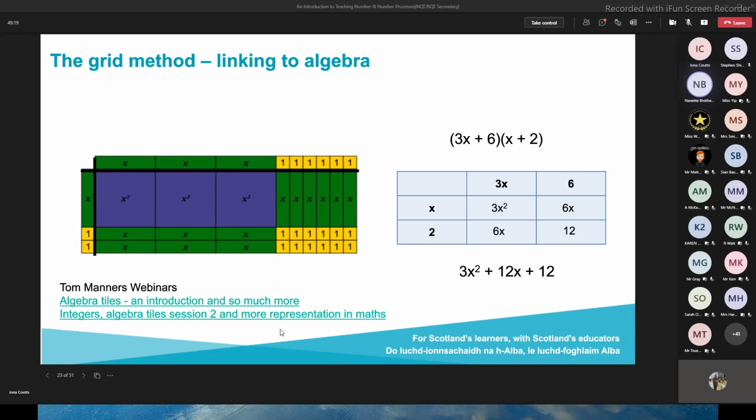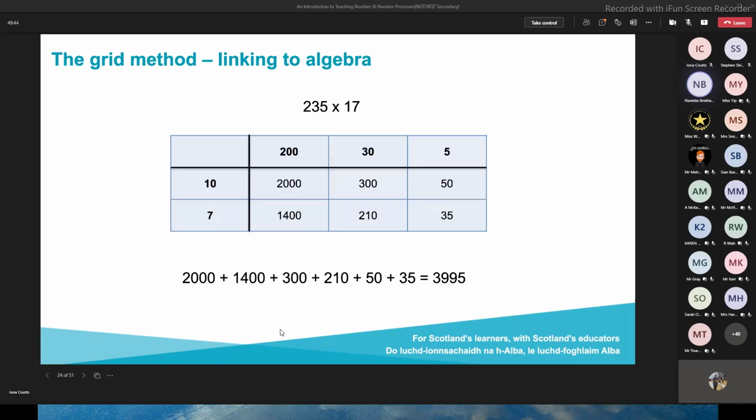If you want to find out a little bit more about the use of Algebra Tiles, I know some of you have said that you have used them with classes, but there are some excellent professional learning webinars by Tom Manners, which were recorded during lockdown last year, with lots of ideas and much further discussion than we've got time to do this afternoon. So I'd thoroughly recommend those 2 links.